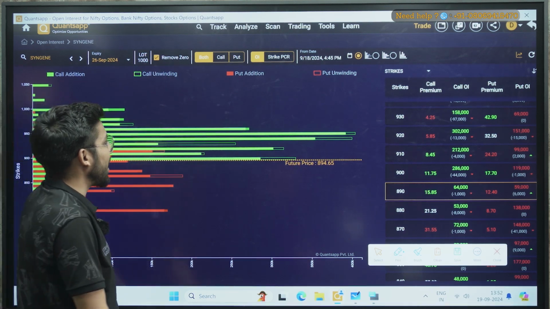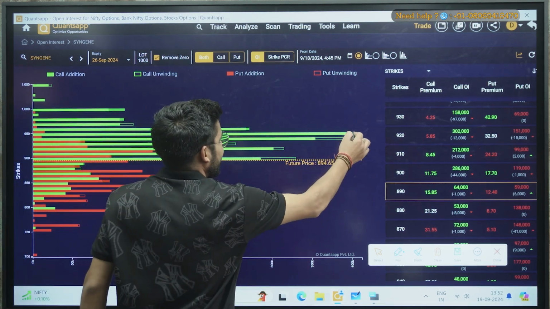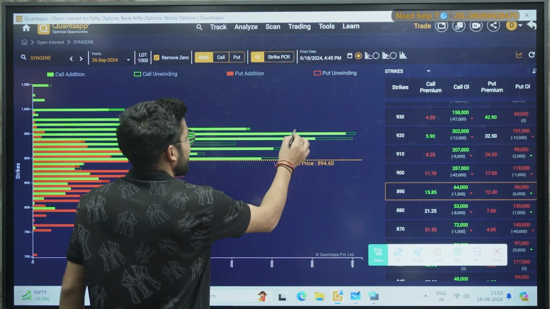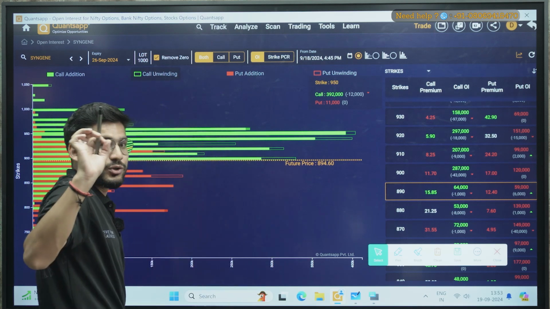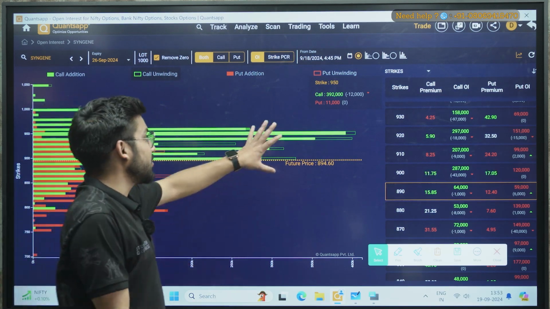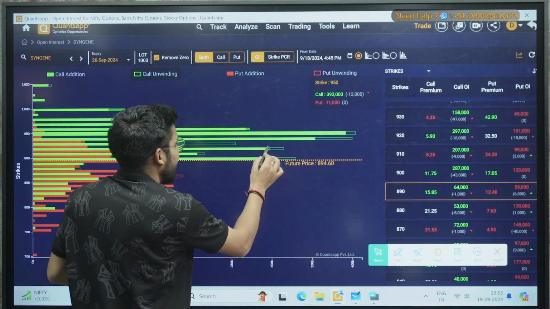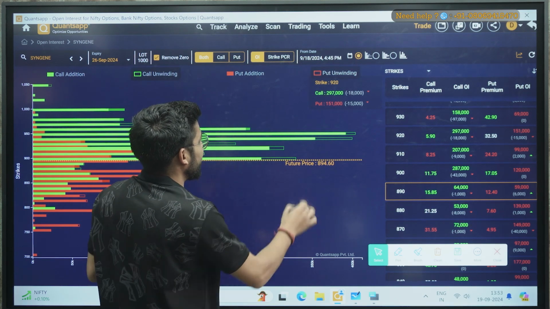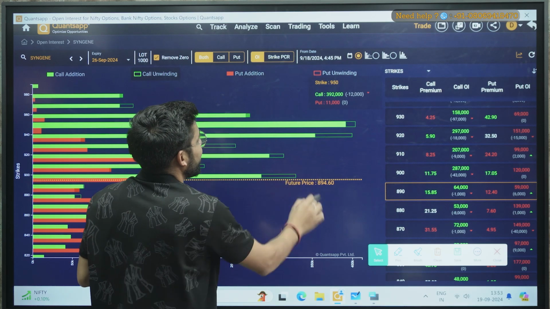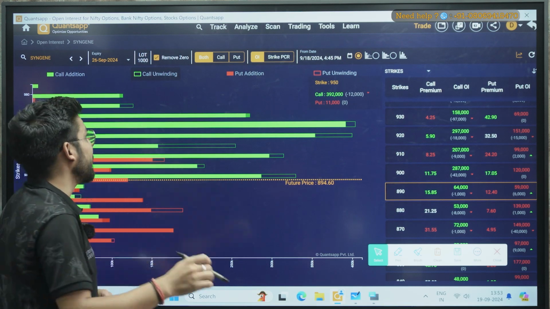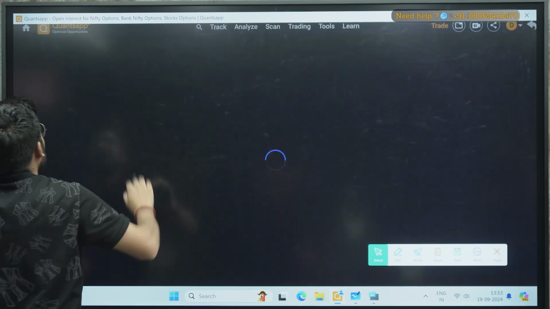For example, right now I am analyzing, there is a great green bar at this level. So let's see what this level is. Right now I can see at 950 there is a very good OI. So there are very strong sellers at this point, and I can also see at 920 also. Then at 940 and 950, 920, 940, 950. Okay, so if I'll analyze this in my chart.